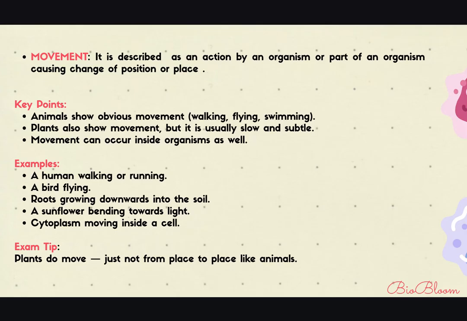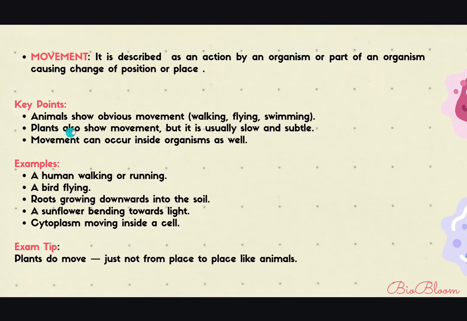It's very important to note over here that movement does not always mean that you're moving from one place to another. For example, it's very obvious in human beings, especially in animals, they show a very obvious movement like walking, flying, and swimming. But in the case of plants, they do not show much of an obvious movement. But it doesn't mean that they do not move. They show movement, but it is usually very slow or subtle.